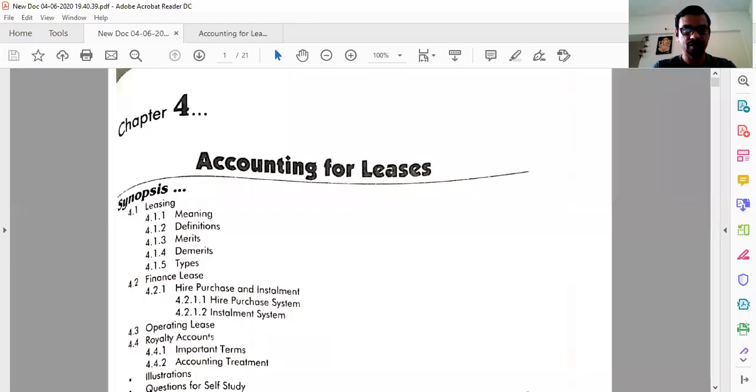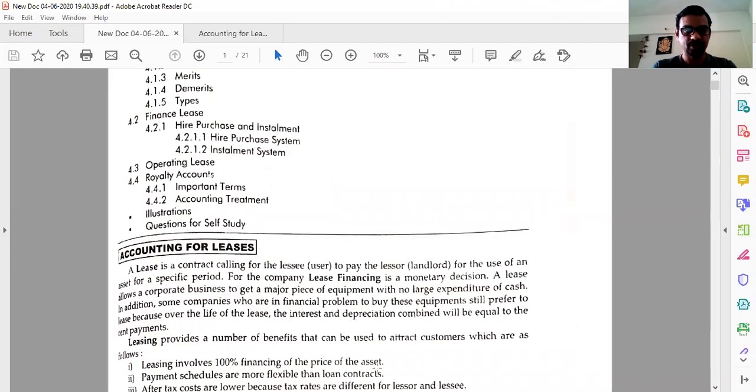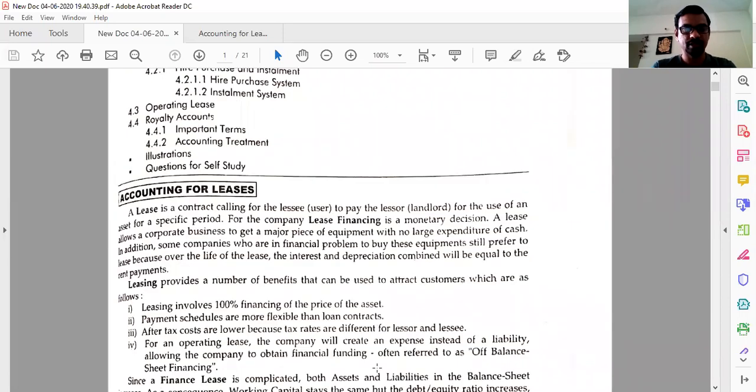Today we are going to discuss the unit Accounting for Leases. So let's start our discussion. Accounting for Leases. First of all, the general meaning of lease.